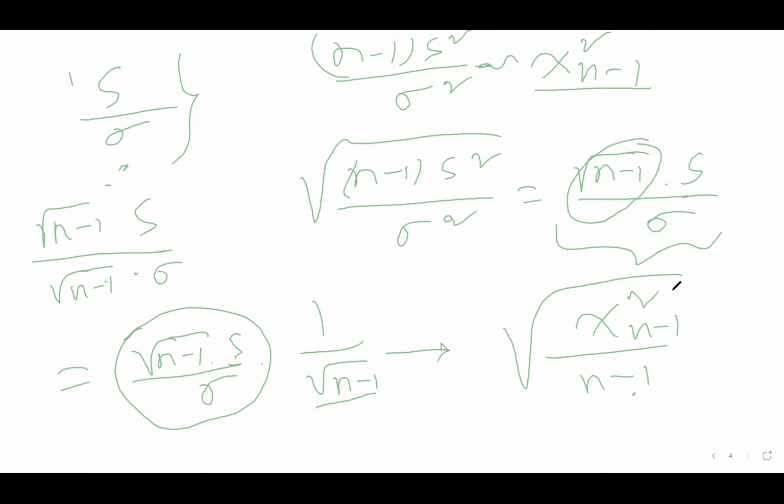So basically what we are doing here, we are dividing the chi-square distribution by its degrees of freedom. This is the chi-square distribution n minus 1, and degrees of freedom is n minus 1. So we are dividing the chi-square distribution by its degrees of freedom, and then we are taking the square root of this. That's the denominator. That's s over sigma. So finally, what can we say here?